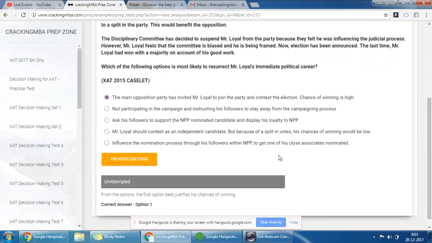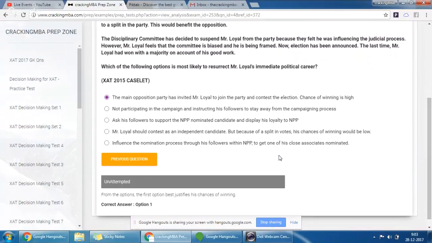So the best option is option one, where it's clearly saying chances of winning is high, and it will also help him sustain his career, right? Yeah, again, option five is unethical in this case. Influence the nomination process, that's also correct. Rohit is correct. Okay, perfect. Option five is unethical. So the best answer is option one. Okay, so that's what we're going to stick to, option one.